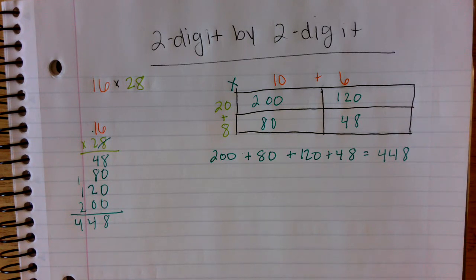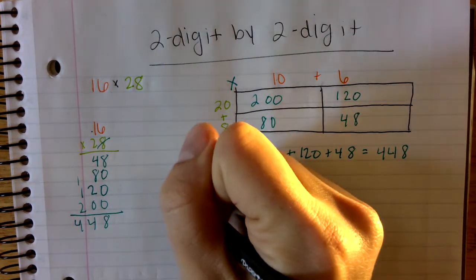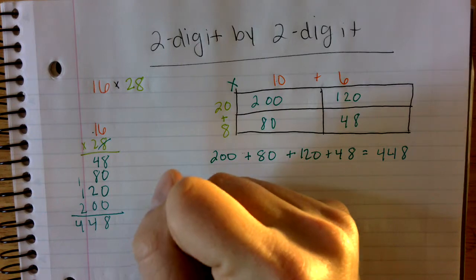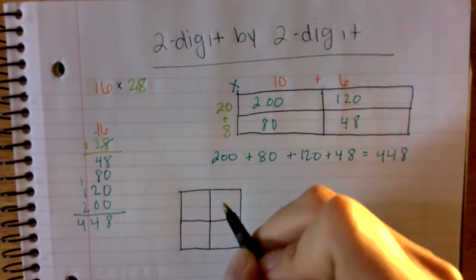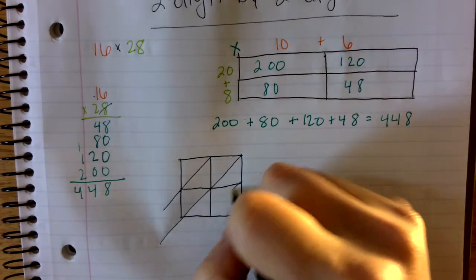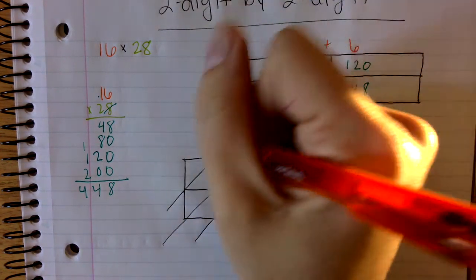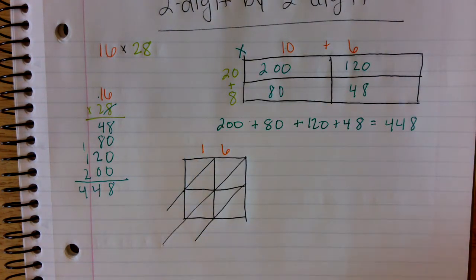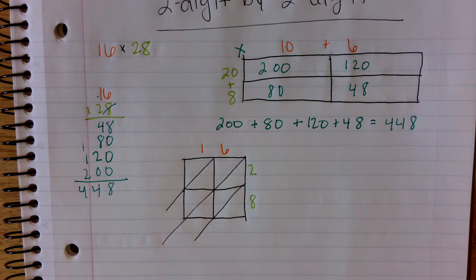Okay. Now, there is the standard, and then there's also this other form. This other one is called a lattice model. A lattice model you may have seen already in second or third grade. But again, you draw a box, you draw four squares in that box, but then you draw lines all the way diagonal through the model. And then you'll put the numbers 16 and 28. Then you multiply them together.